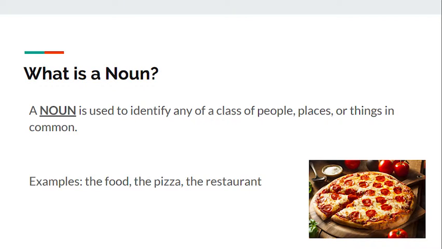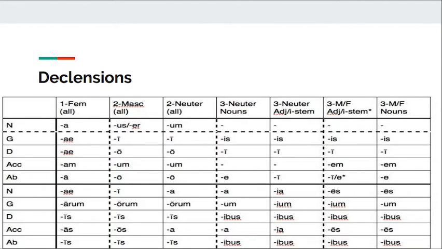So, what is a noun? A noun is used to identify any class of people, places, or things in common. Some examples are food, the pizza, the restaurant. So the first thing about nouns is we have declensions.